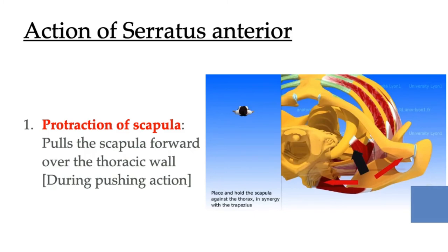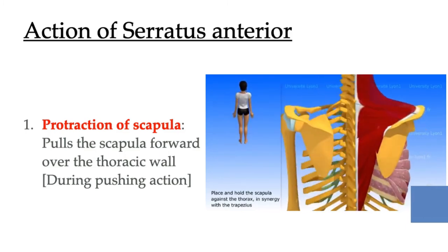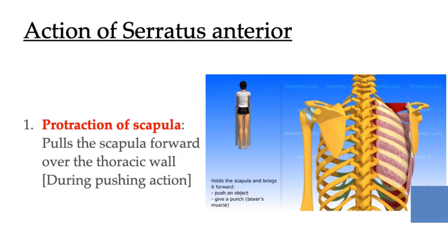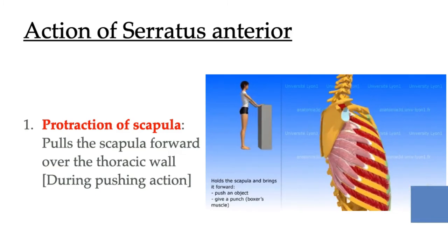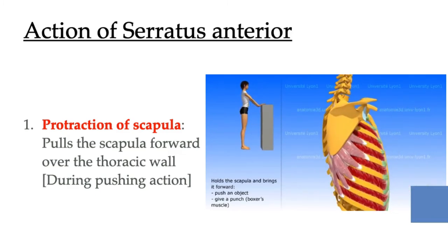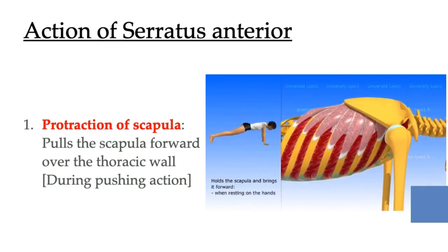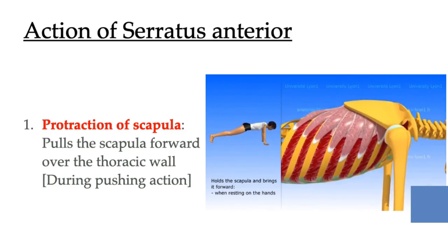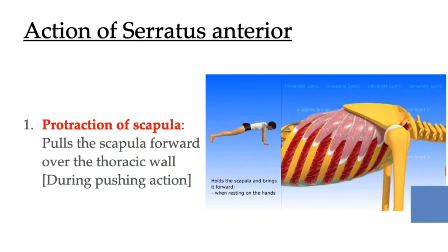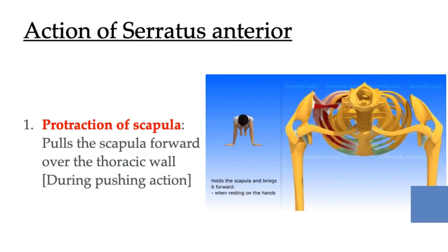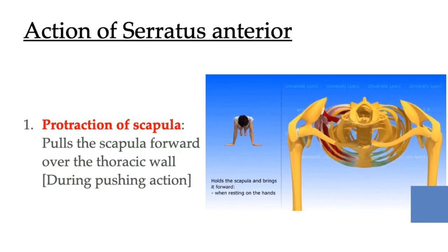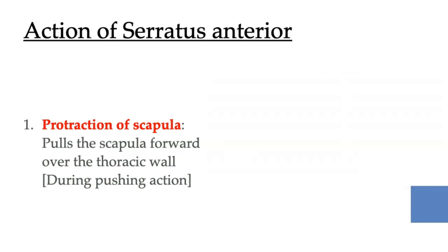You can better understand protraction of scapula by seeing the clip on the right. Here you can see that because of the contraction of the muscle, the medial border of scapula is moving away from the midline. This is called protraction of scapula. And you can see that the person on the left side is pushing a table ahead. Also, while performing push-up movements, that is pushing the floor while in the prone position, protraction of scapula occurs. So you can see how beautifully the medial borders of the two scapulae are moving apart.